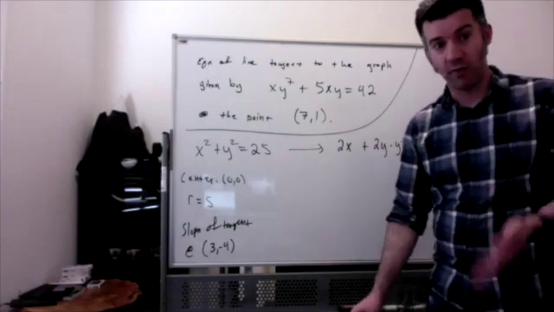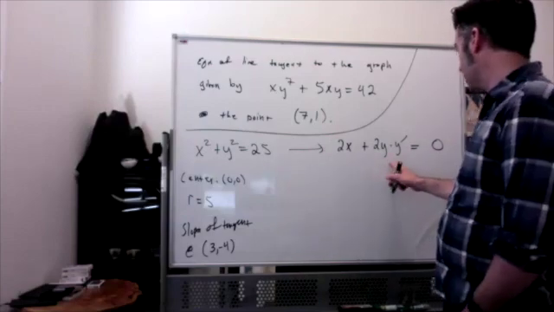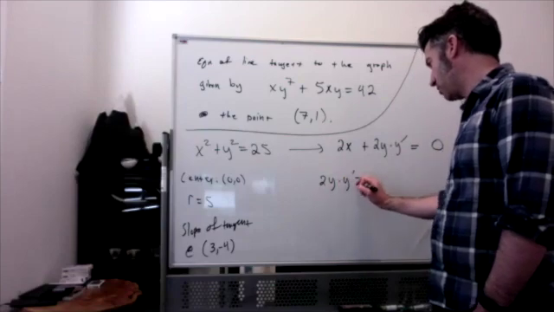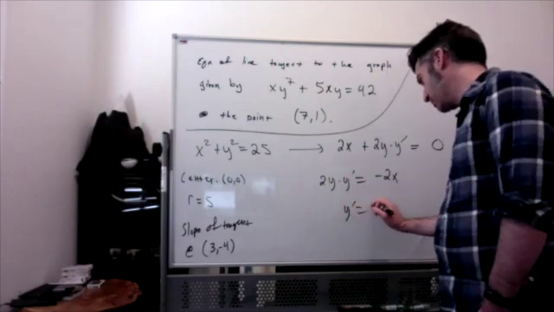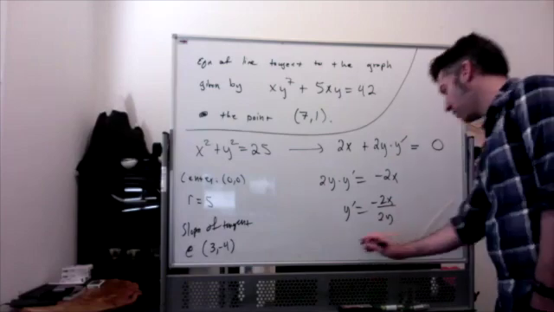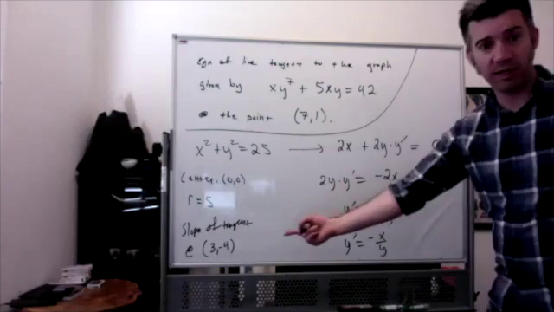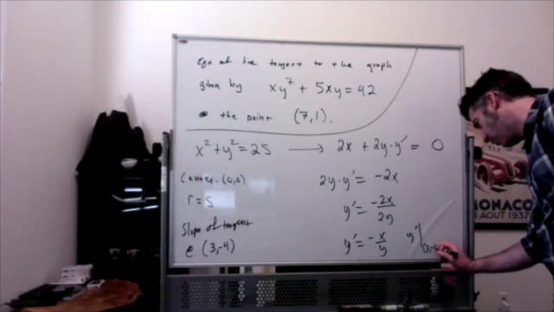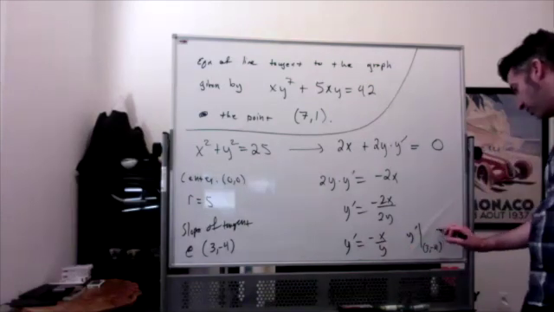So now we're going to solve for y prime, because again, the question was find the slope. So if I solve for y prime, let's see, I'm going to subtract 2x on both sides. So 2y times y prime equals -2x. And then divide both sides by 2y. Y prime equals -2x divided by 2y. I can cancel the 2's. So I get y prime equal to -x over y. And if I plug in the point, y prime evaluated at (3, -4), I end up with -3 over -4, which is going to be positive 3/4.